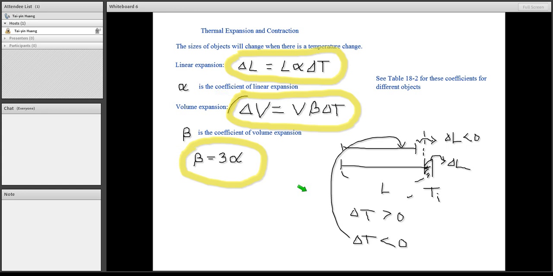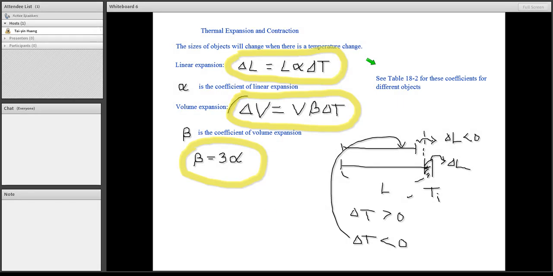Most of the time, you'll find that the coefficient of volume expansion is 3 times the coefficient of linear expansion. So you don't really need to know beta as long as you know alpha, and then multiply by 3. That gives you beta. Okay, so you want to see table 18-2 for the coefficients for different materials. Let's say you have wood, plastic, glass, or a piece of iron, what is the coefficient of linear expansion? All this information is listed in table 18-2.